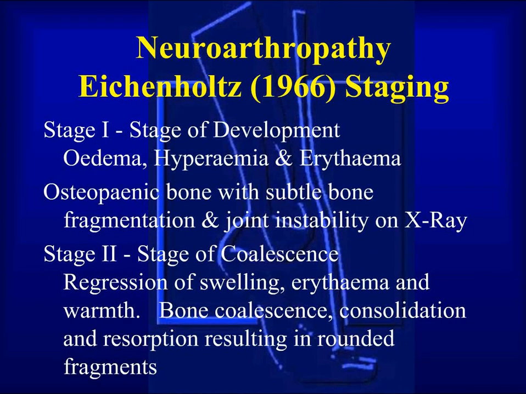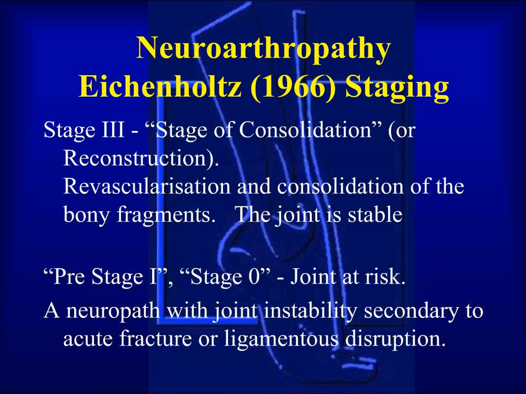Eichenholz reviewed, I think it was 150 people, and he staged the disease. He said there's an acute stage where there's gross instability, it's swollen, it's erythema, it's red, it's warm, it's hot, it's unstable. They swing into a stage 2, which starts to coalesce, and the feet swing in and out of this stabilization. Some, not all, go on to become stiff and solid and rigid. And it's very unlikely that joint will again get Charcot disease.